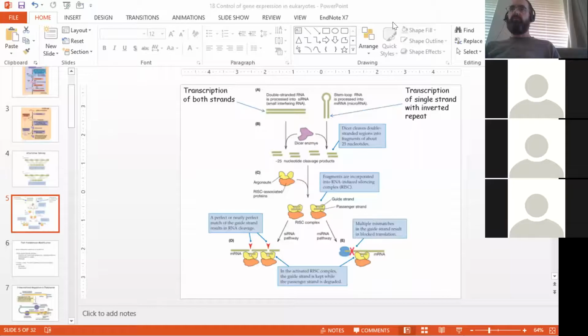So I'm assuming, Angela, that you're talking about gene expression in eukaryotes, correct? Or do you want to touch on prokaryotes as well? I don't mind. It's really up to you. Angela, are you there?